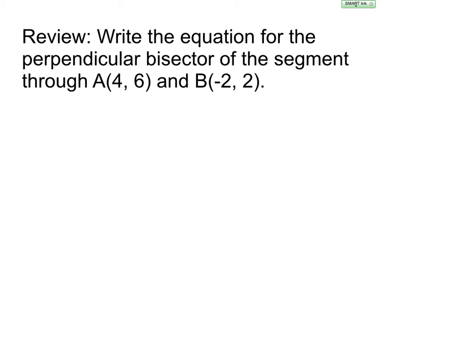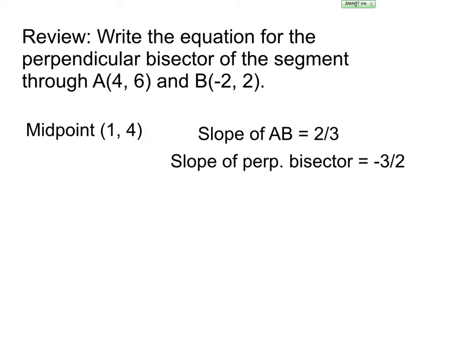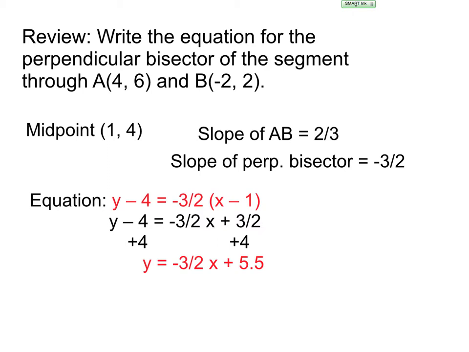We got y minus 4 equals 3/2. Parentheses x minus 1. Didn't really say what form to leave it in. So that's the point slope form, and if you converted it, y equals -3/2 x plus 5 1/2. So perpendicular bisector, I think there's another equation or two on the assignment. We did that earlier, so hopefully that's a review.